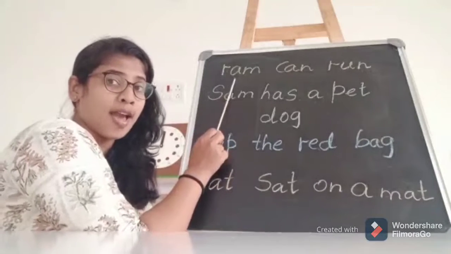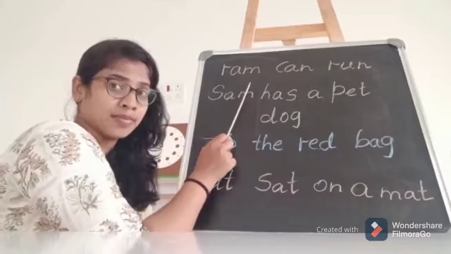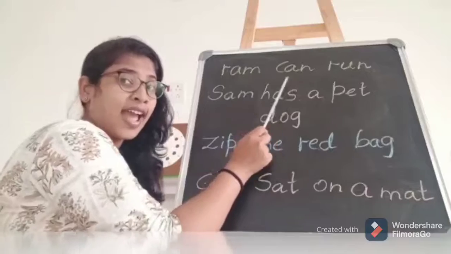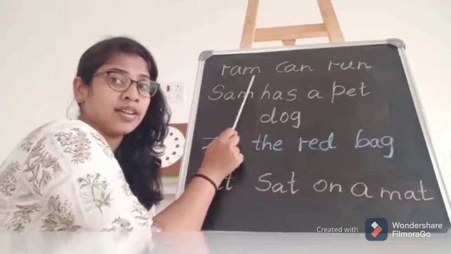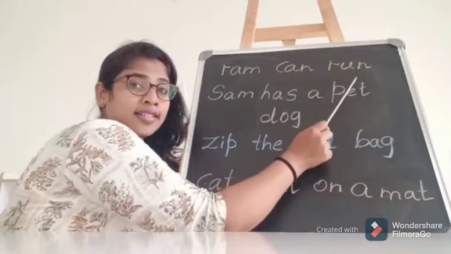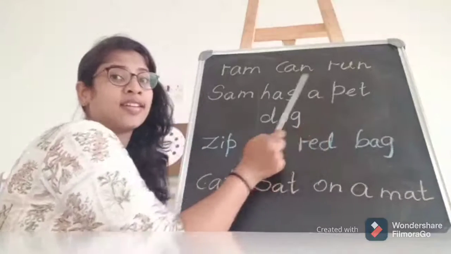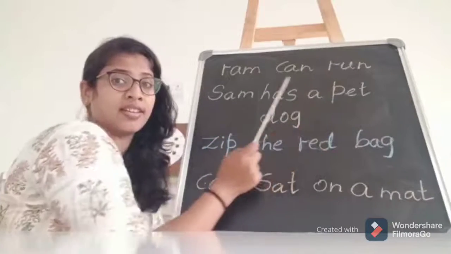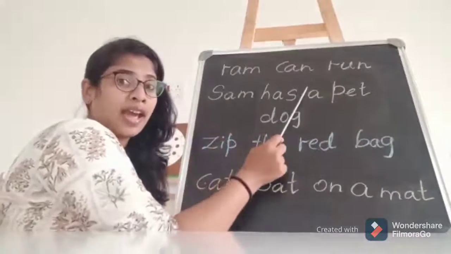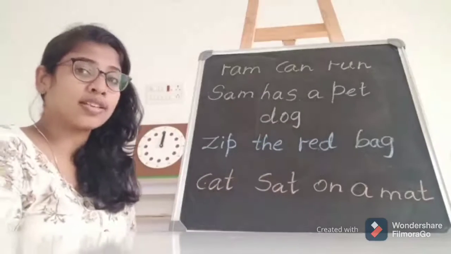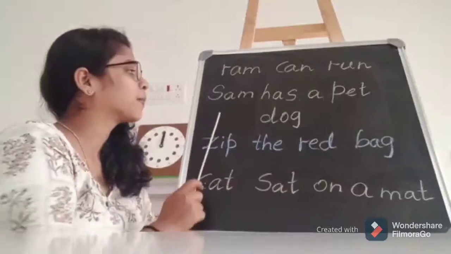R, a, ram. K, a, can. Ram, can, r, a, run. Ram, can, run. Ram, can, run. Yes. So now let us read the next sentence.